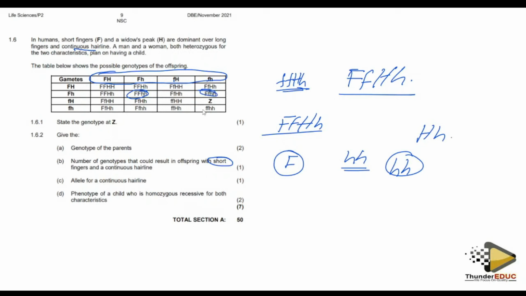Is there anyone else? Yeah, the third individual. Is there anyone else? No. So there are three. So the answer is going to be three individuals.